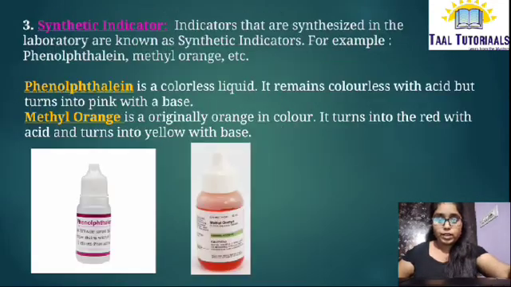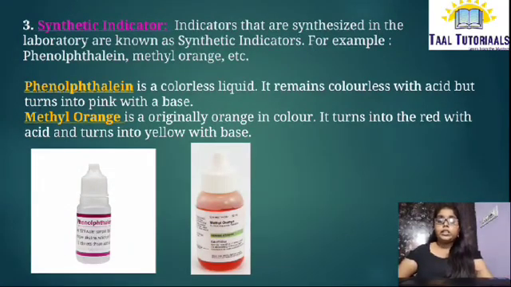Okay. Next, synthetic indicators. As the name suggests, these are man-made indicators. Indicators that are synthesized in the laboratory are known as synthetic indicators. For example, phenolphthalein and methyl orange. Okay, first phenolphthalein. It is a colorless liquid. It remains colorless with an acid. If phenolphthalein is added to an acid, there is no color change. And if you add it to a base, the solution turns pink.